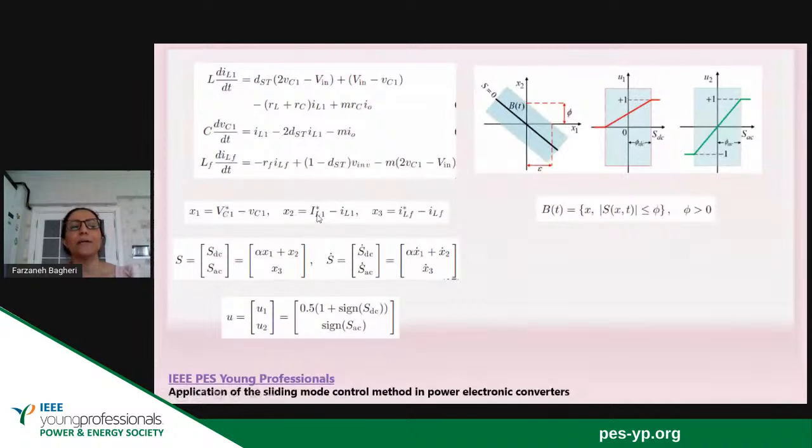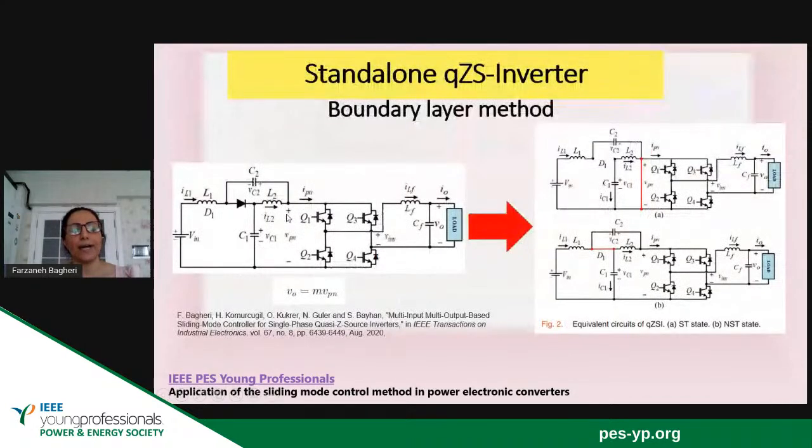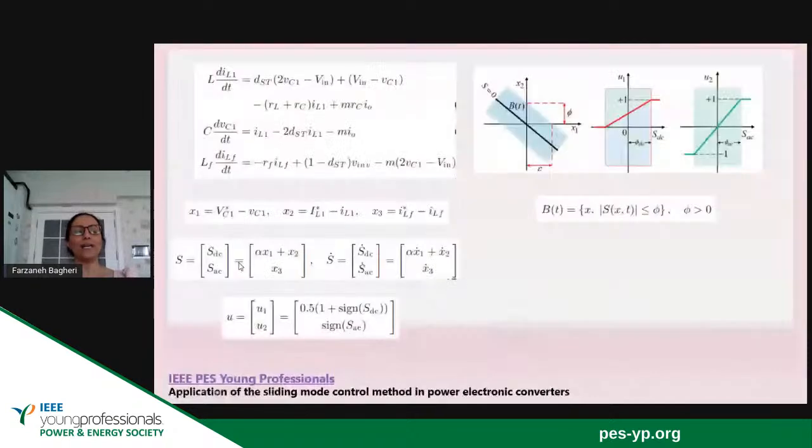Then we have three state variables, x1, x2, and x3. The first and second state variables are the errors of the DC side, inductor and capacitor. The third state variable is for the AC side. So we have two sliding functions, the DC side sliding function and the AC side sliding function. The DC side sliding function has a gain, but the AC side doesn't.